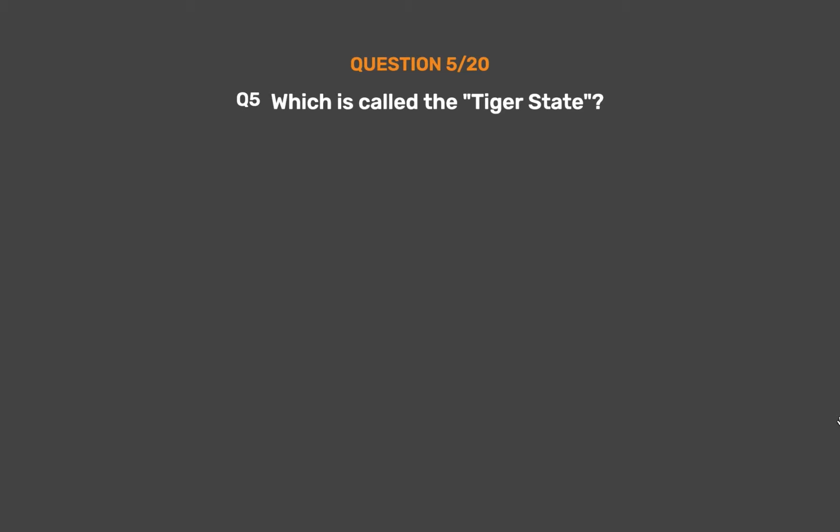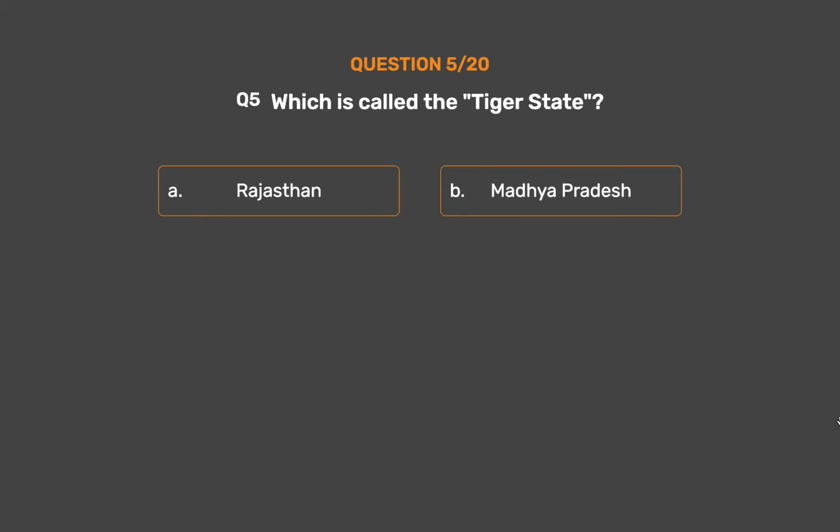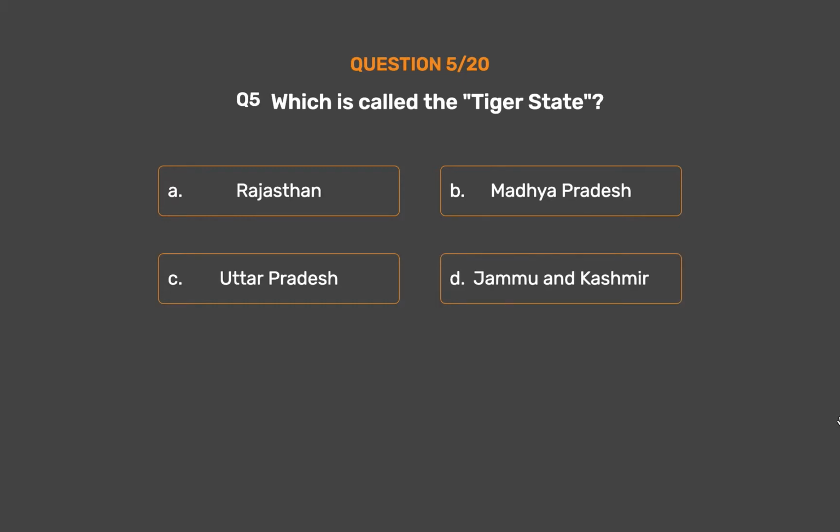Question number 5. Which is called the Tiger State? Option A. Rajasthan. Option B. Madhya Pradesh. Option C. Uttar Pradesh. Option D. Jammu and Kashmir.